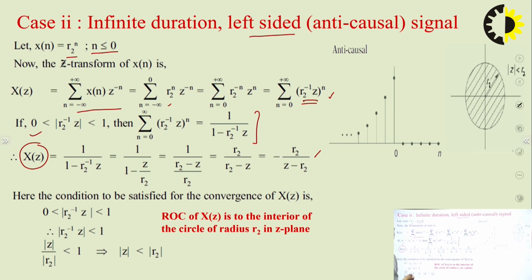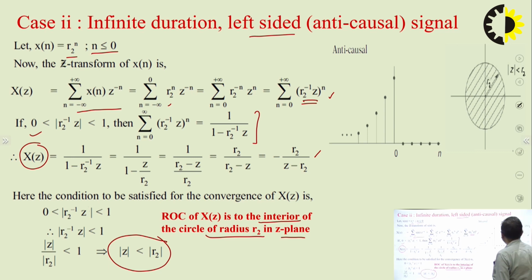Now if you look at the ROC condition here, this R2 inverse z should be less than 1, so you can say mod z is less than mod of R2. It means the ROC of X(z) is the interior of the circle of radius R2 in the z plane. So this is the circle of radius R2, and the ROC is inside this circle. For an anti-causal signal, the ROC is inside the circle of that radius.